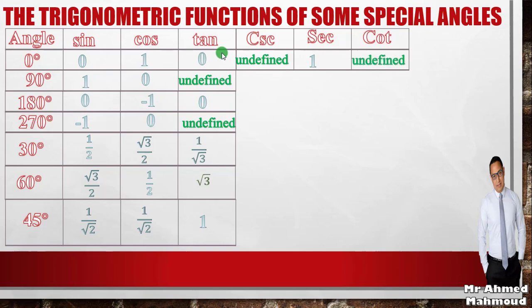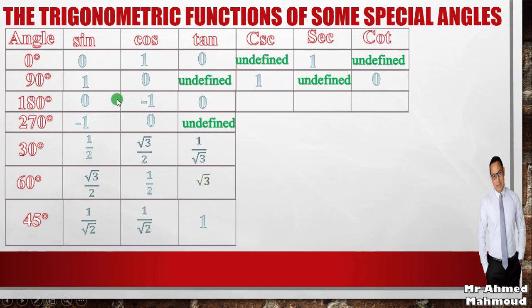Now 90 degrees. Cosec 90 equals 1 over 1 equals 1, sec is 1 over 0 which is undefined, and cotan is cosine over sine, 0 over 1 equals 0. Okay, 180: 1 over 0 is undefined, 1 over negative 1 is negative 1, and 1 over 0 is undefined. Now 270: 1 over negative 1 is negative 1, 1 over 0 is undefined, and cosine over sine, 0 over negative 1, equals 0.